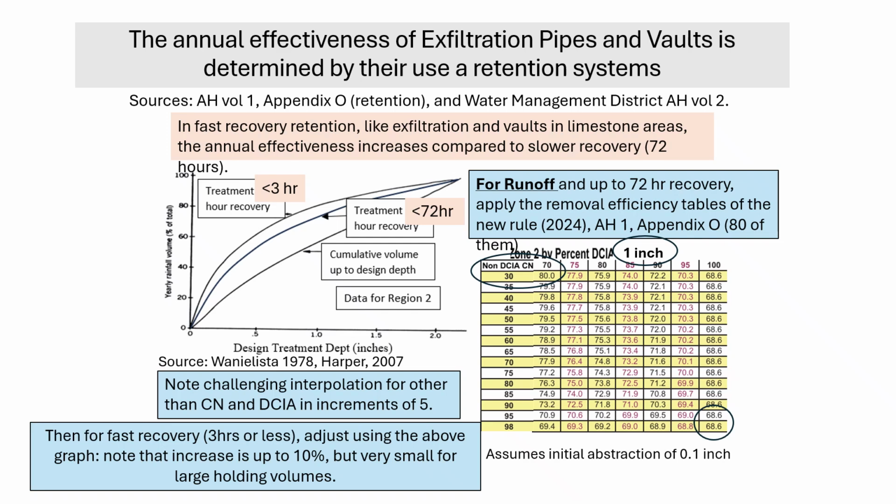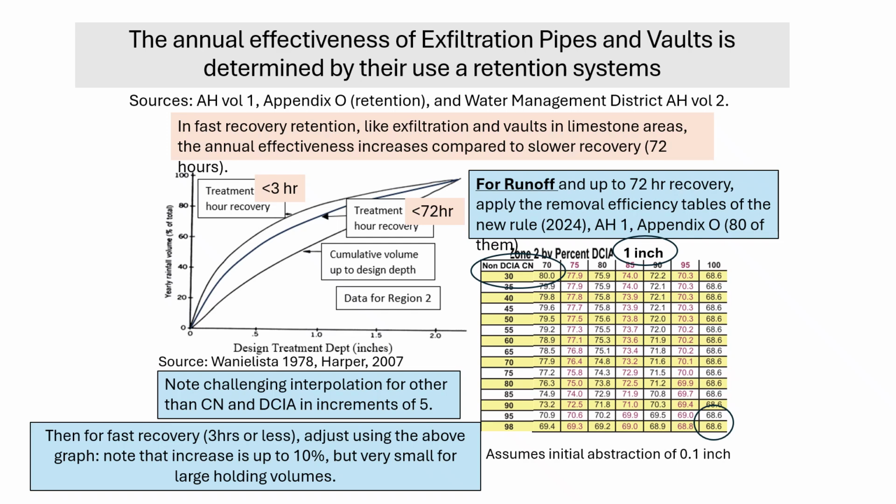However, for fast recovery conditions, typically 3 hours or less, we then adjust the effectiveness using the provided graph. This adjustment can show an increase of up to 10% in effectiveness, though it's important to note that this increase becomes very small for large holding volumes or design treatment depths exceeding 2 inches. This concept builds upon foundational work by Evangelista in 1978 and Harper in 2007, who published results comparing the annual capture of runoff as a function of storage volume.